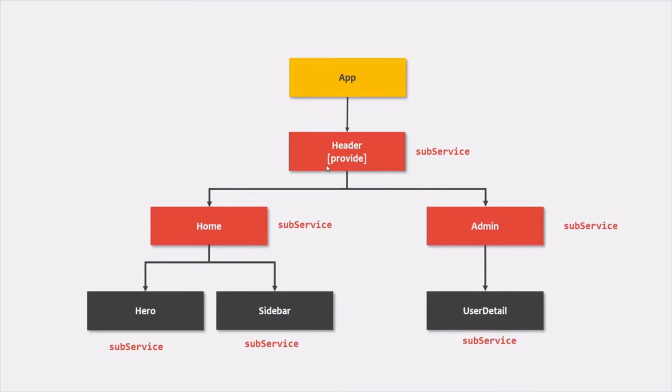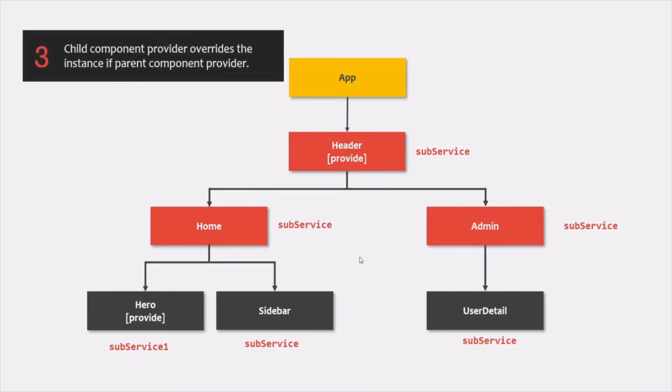But let's say I'm providing a service on the parent component and I'm also providing the same service in the child component. For example, here in the hero component also I'm providing the same service. So what will happen is inside this hero component, inside this child component, we will get another instance of that service, and that instance will override the instance which we are receiving from the parent component. And this is another important point which you need to remember. Because if you don't understand this concept properly, then you can introduce some difficult to find bugs. And we will understand that with an example in our next lecture. So remember that child component provider overrides the instance of its parent component provider.